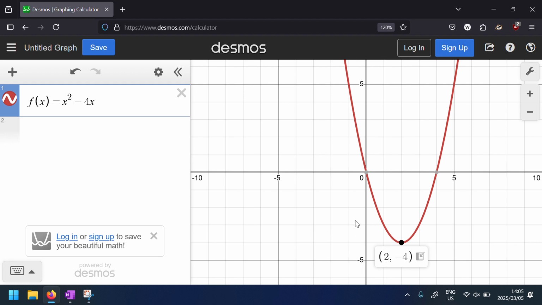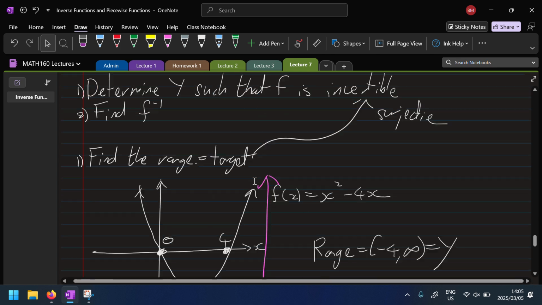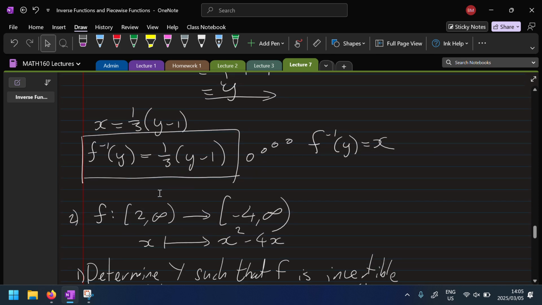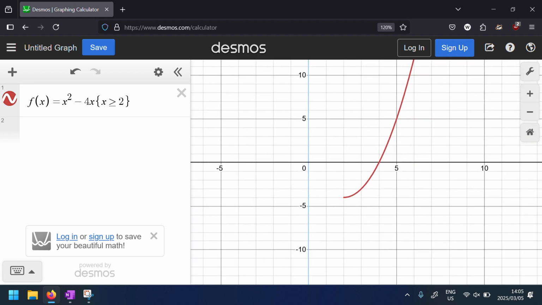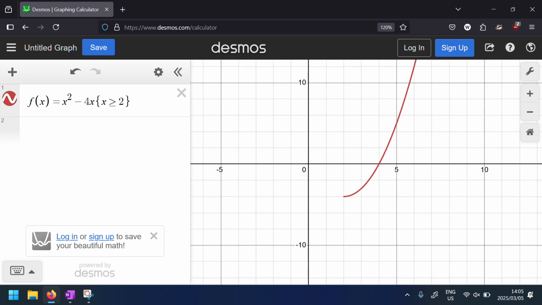But, okay, no questions. Okay, so we've got that. Let's go back up to here. But notice over here, we're only interested from 2 to infinity. So here, let's see if I remember this. x greater than or equal to 2. There we go. Okay. So here, we're only looking at the domain from 2 to infinity.